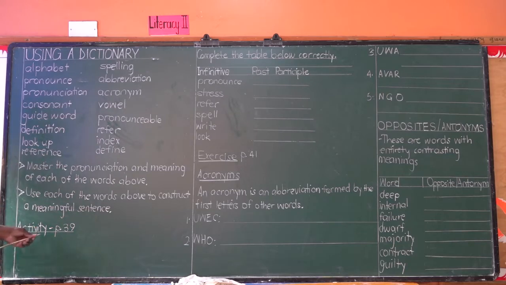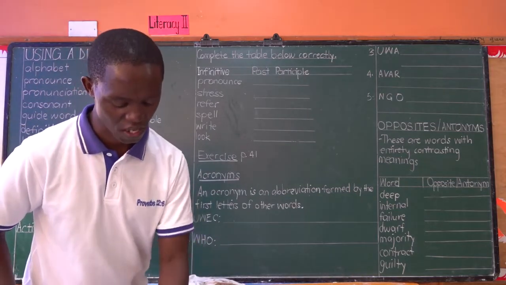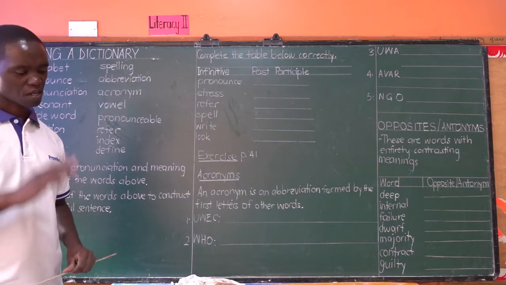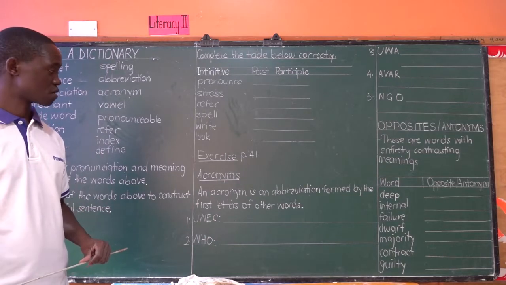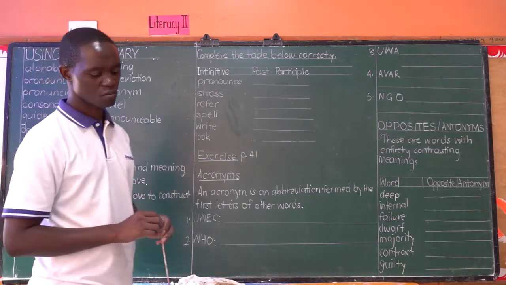Next, we see an activity on page 39. Page 39 has an activity about this vocabulary list we are looking at. So you turn to page 39 and do that activity. But before we go to page 39, like I said, this board is a summary of the work you have in the workbook.